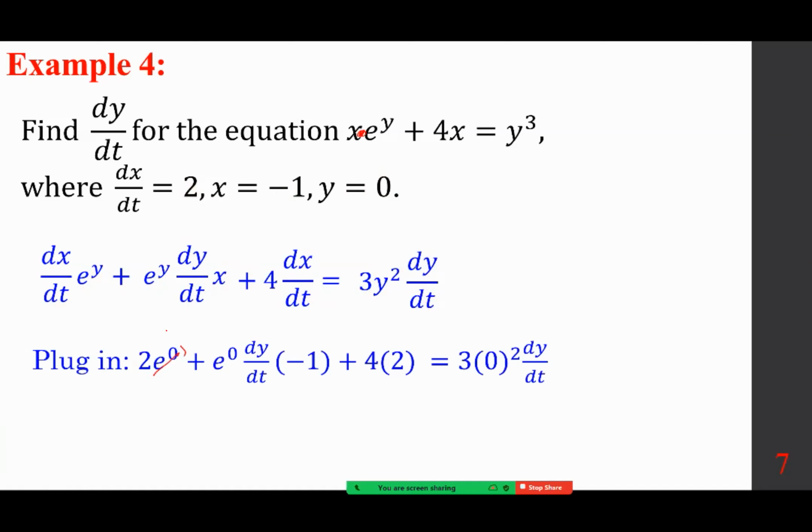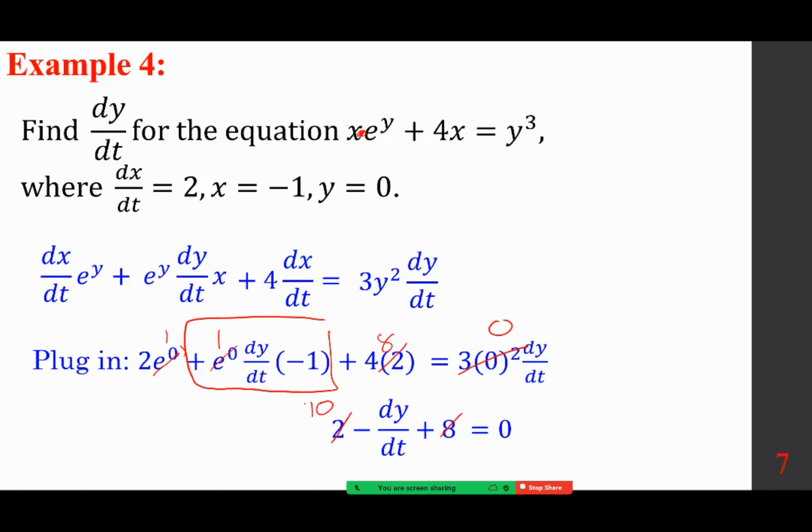We know anything to the power of 0 is 1. And the right side, because it's being multiplied by 0, is 0. So what you see on the left side is 2 minus dy dt plus 8, which means dy dt is to add up to 10. So dy dt is 10.